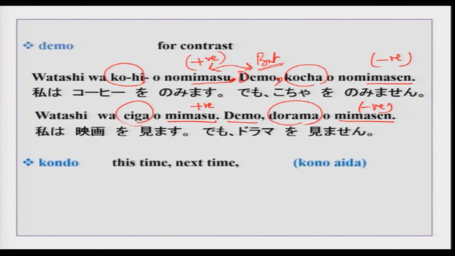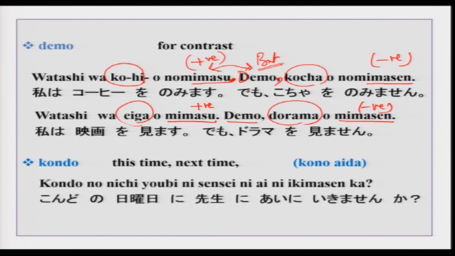Now, we had kondo. Kondo means this time, next time, the coming time. So, kondo no nichiyobi ni sensei ni ai ni ikimasen ka? Kondo no nichiyobi is the coming Sunday. Nichiyobi ni. Ni over here is for nichiyobi, for day. And sensei ni ai. So, for I must, this ni is there and ai ni ikimasu is another form which shows purpose. Is it all right?